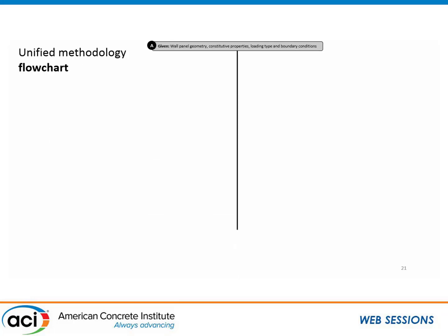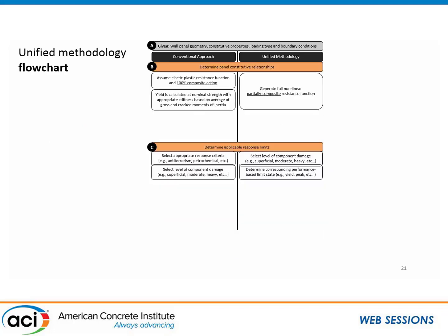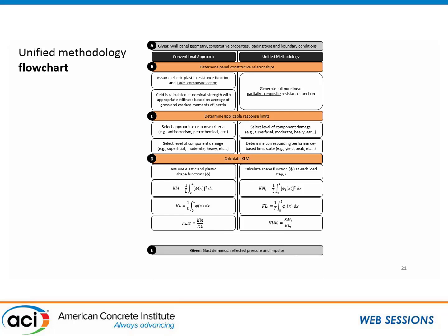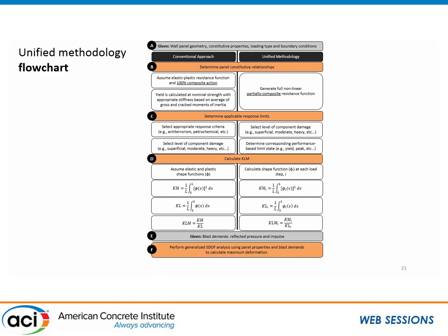So just a rough flow chart of what I call the unified methodology. I'm not going to go through all of this. There's a conventional approach on the left side, and then there's what we're calling the unified approach on the right. You can see everything on the left is pretty standard as to what you do now. You have full composite behavior you can calculate. Yield is based on average moment of inertia at cracking and gross. And then you have prescriptive response limits and the prescriptive KLMs, and you do an SDOF.